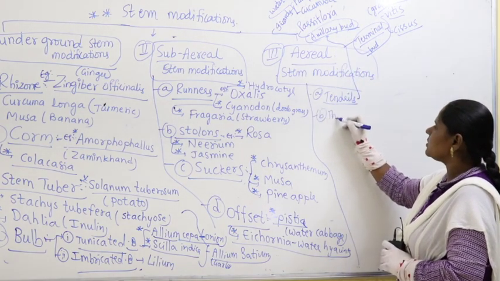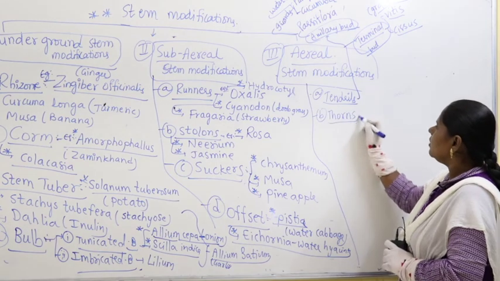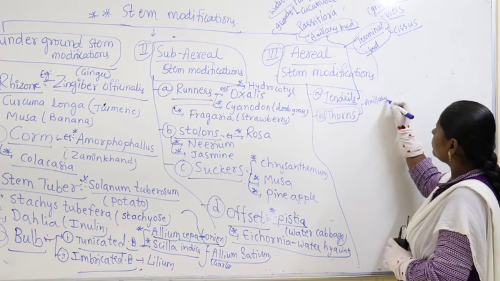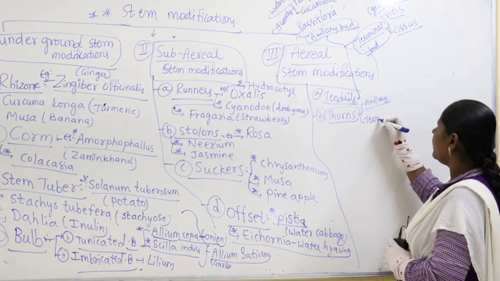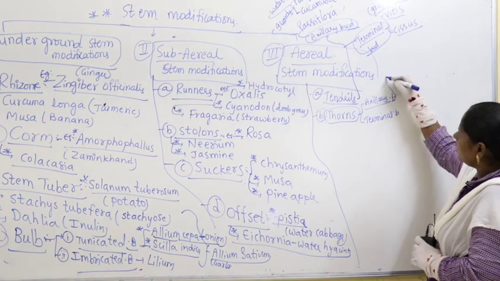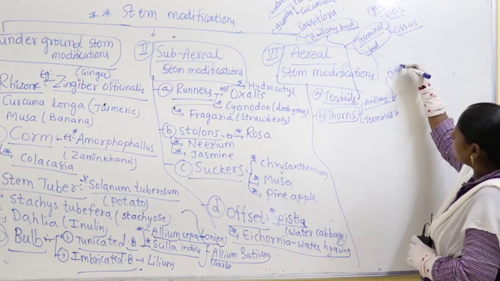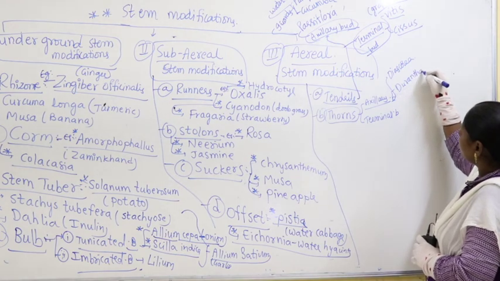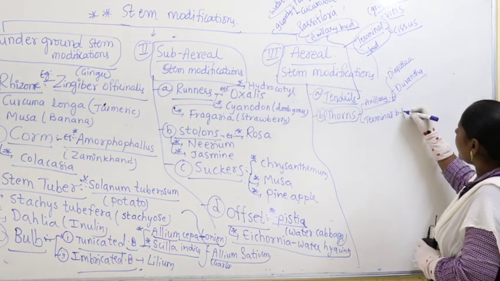Next is thorns. So if you take thorns, axillary bud and terminal bud, better you write AB and TB. This is Dioscorea and Duranta, and this is Carica.